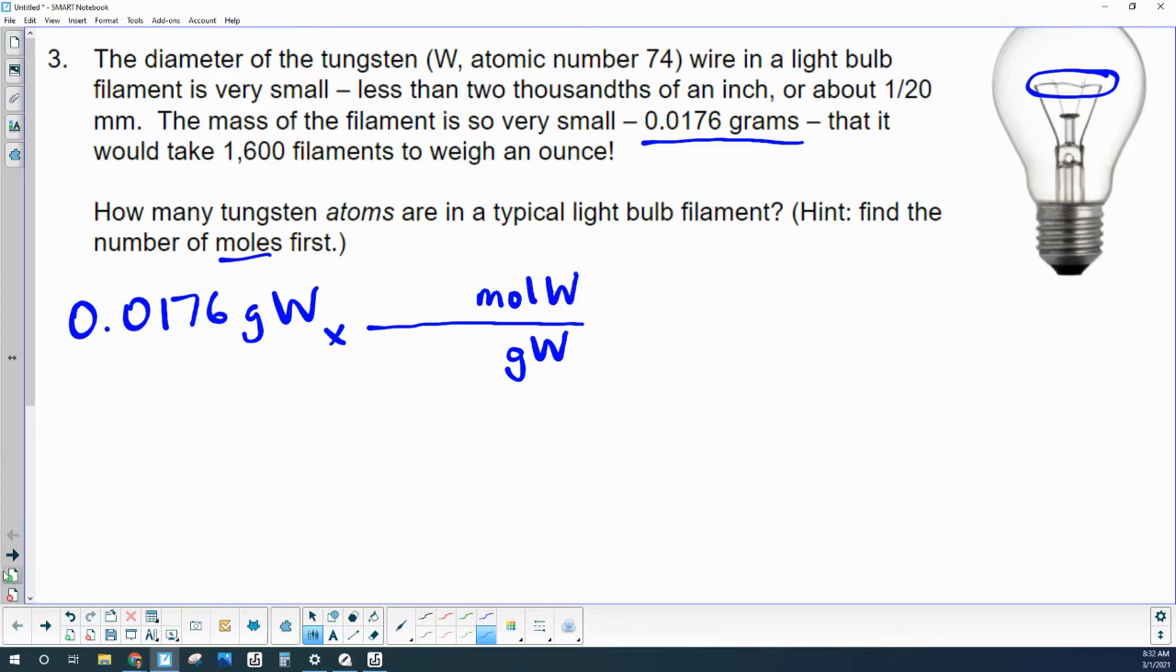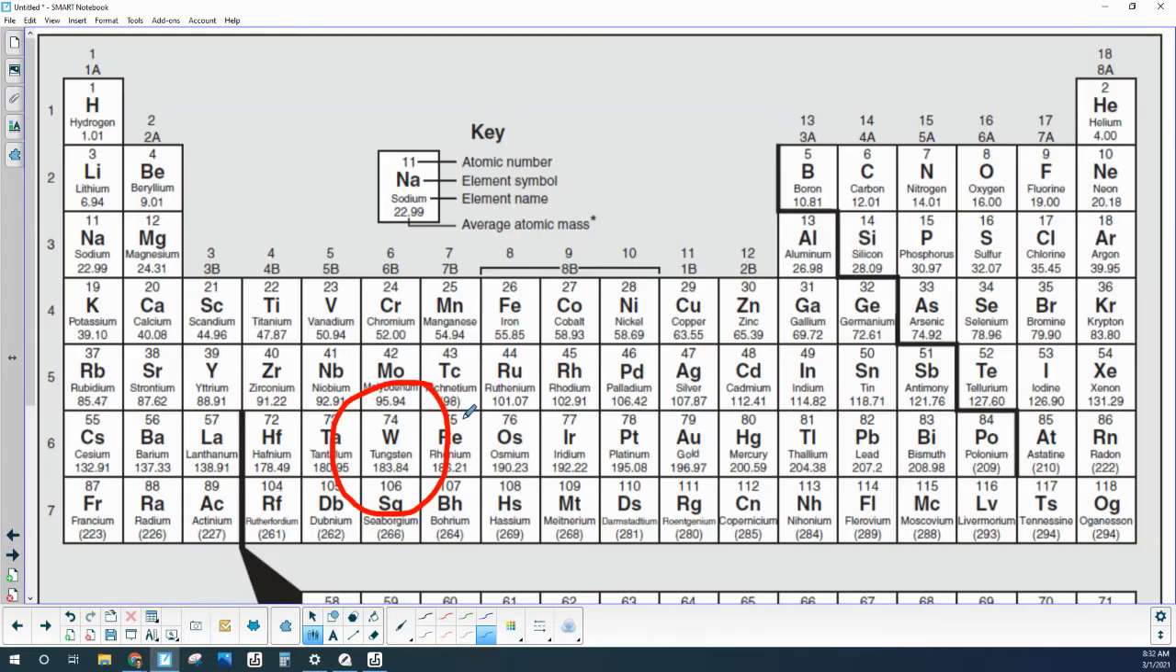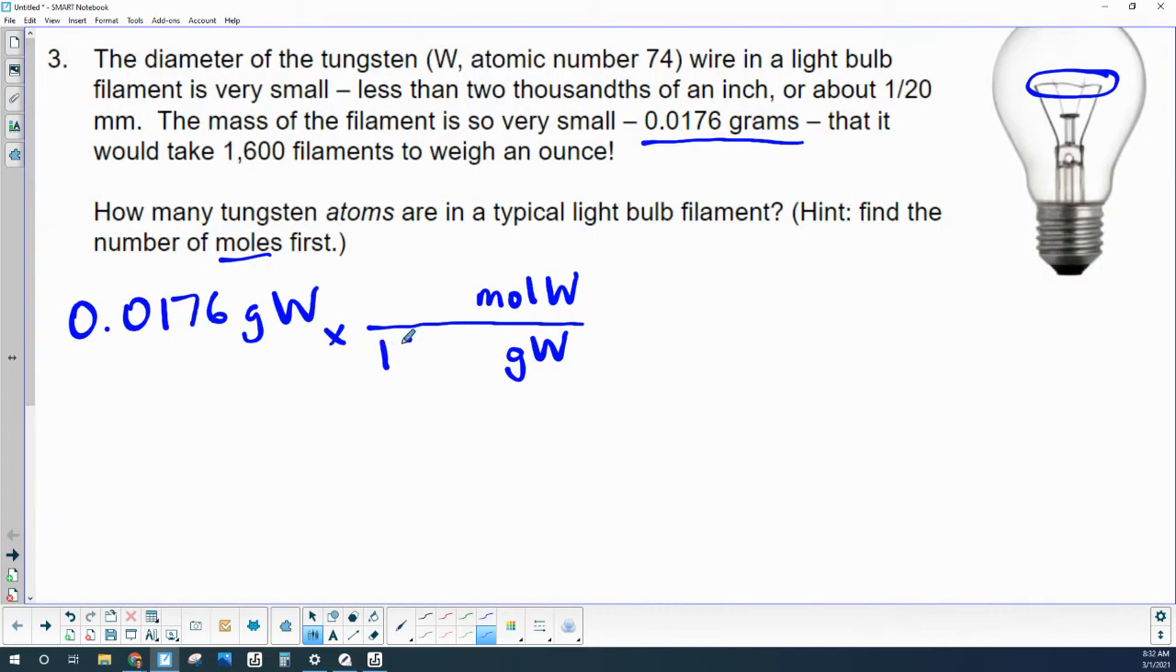To figure out that ratio, I need to go to the periodic table. Tungsten is atomic number 74. It's got a molar mass of 183.84 grams. So 183.84 grams is equivalent to 1 mole if we're dealing with tungsten. Now, I will say at this point, I could go ahead and do this calculation and figure out how many moles I have. Grams would cancel, and I would end up in moles.